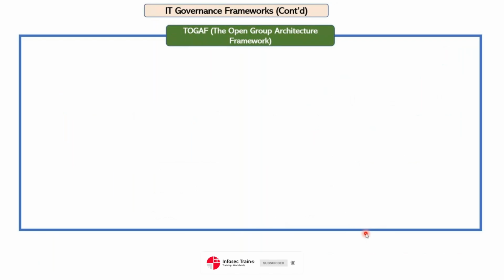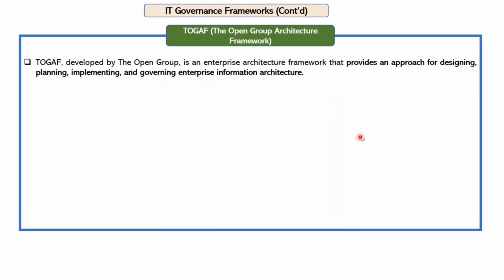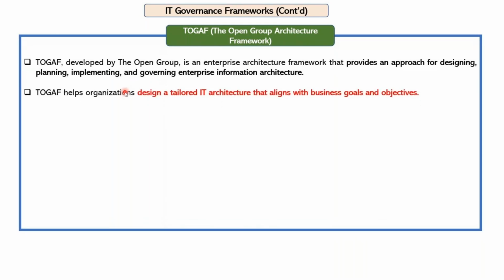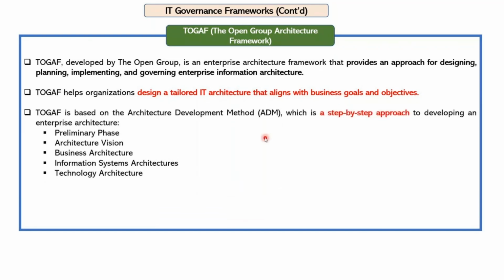So it stands for the Open Group Architecture Framework. Okay, so this was developed by the Open Group, the framework that provides an approach for designing, planning, implementing, and governing enterprise information architecture. So basically, TOGAF helps organizations to design a tailored IT architecture that aligns with business goals and objectives. This is based on the Architecture Development Method, that is ADM, which is a step-by-step approach to develop an enterprise architecture.